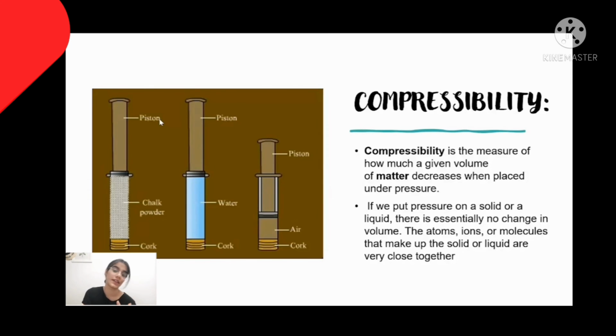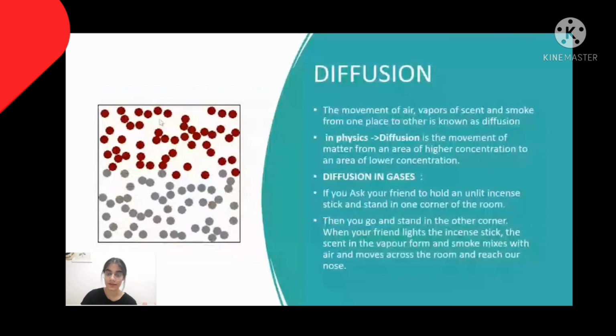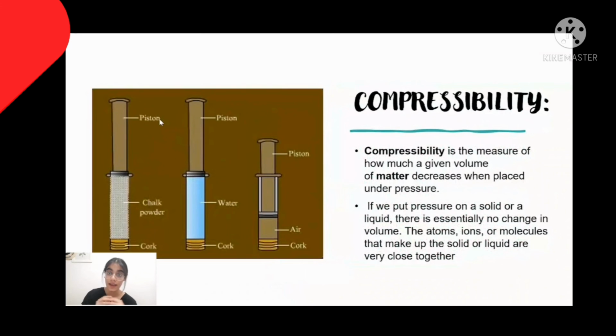If you look at the diagram that has been presented to you on the left hand side, this is what the activity represents. If you put pressure on a solid or a liquid, there is essentially no change in volume. The atoms or the ions or any molecules that make up a solid or a liquid are attached closely together. But this is not the case of air. In air, the molecules are not closely packed together. They fly away, they have a lot of space, they can move around easily. That is why you can compress them or bring them closer and decrease the volume of a particular gas very easily.